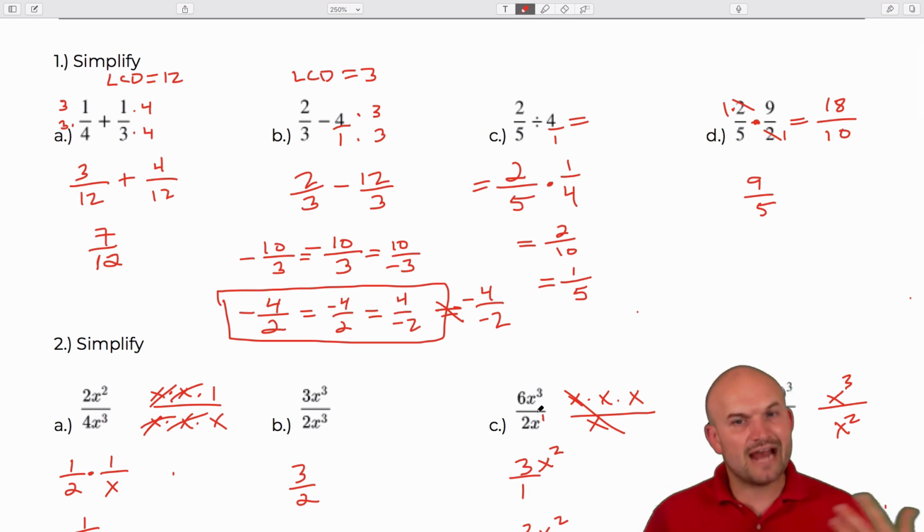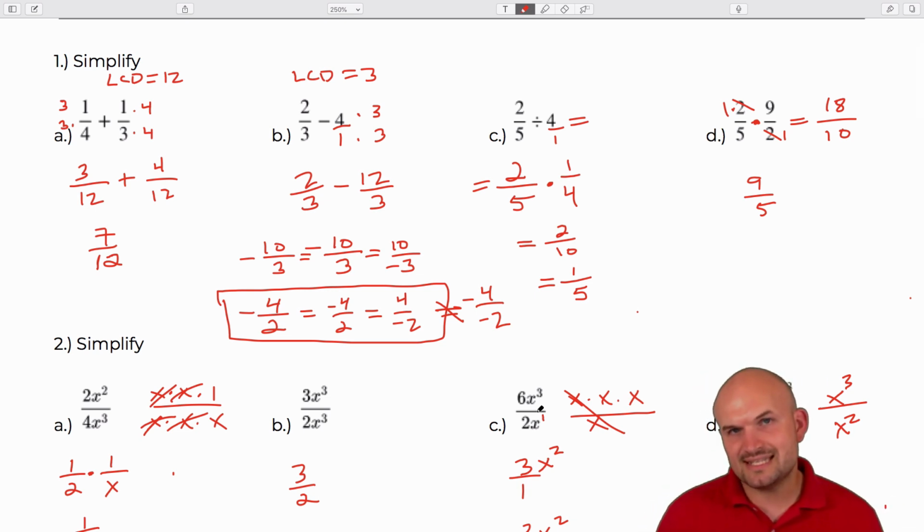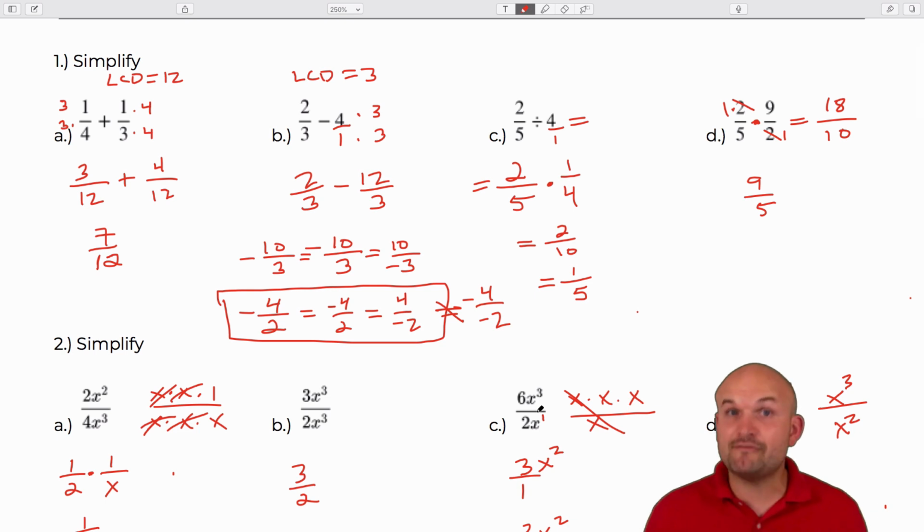So this isn't everything you need to know, but hopefully this is a good start to refresh some of the things that you've previously learned, or to add things that you maybe never learned, to help prepare you for rational expressions. So now the time is to get started with rational expressions. Cheers.